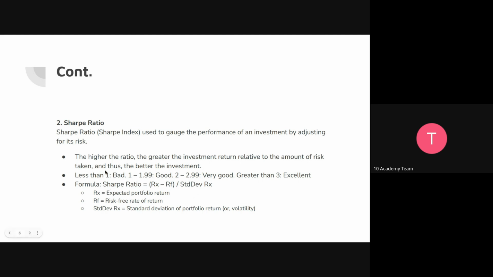There are some general guidelines that if the ratio is less than one, the investment is not good, it is bad. From one to less than two, it is good, and if it's greater than three, it's excellent. So there are these generic considerations of what the standard is, but it can vary by sector, what the accepted values are. But this is just a generic thing.